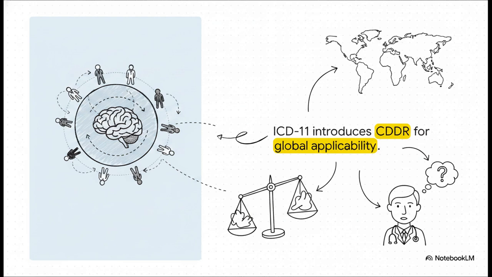Conversely, the ICD-11 introduces what's called the Clinical Descriptions and Diagnostic Requirements, or CDDR. The guiding principles here are clinical utility and global applicability. Because it has to work across vast cultural lines, the ICD-11 intentionally avoids artificially precise symptom cutoffs or strict duration requirements. This gives clinicians all around the world the necessary flexibility to exercise clinical judgment based on the specific context of the patient sitting right in front of them.